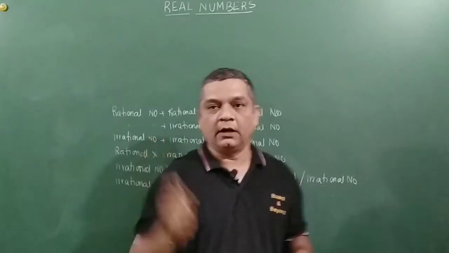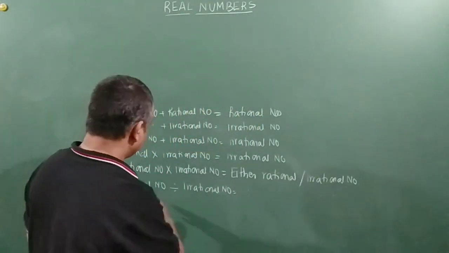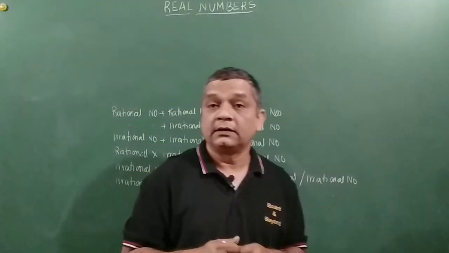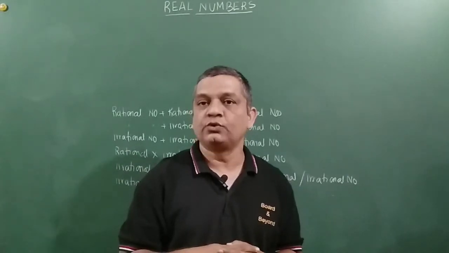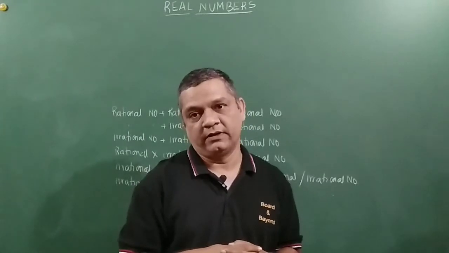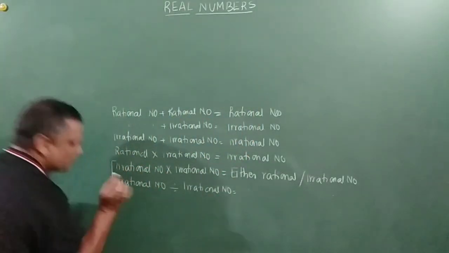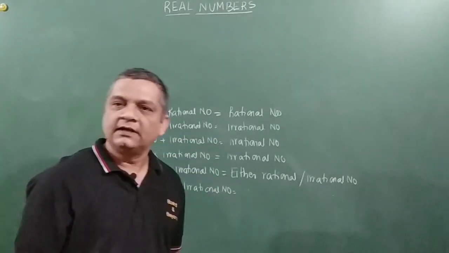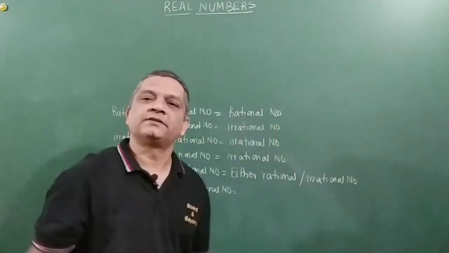Correct? Now, similarly, irrational number, let us say root 9 by root 11. What does it give you? It gives you root 9 by 11, that is 3 by root 11, which is an irrational number. Got it? So, you have to be careful only in these two situations. Otherwise, wherever an irrational number appears, your final answer will be irrational only.